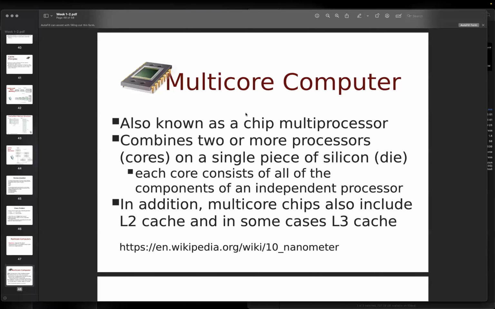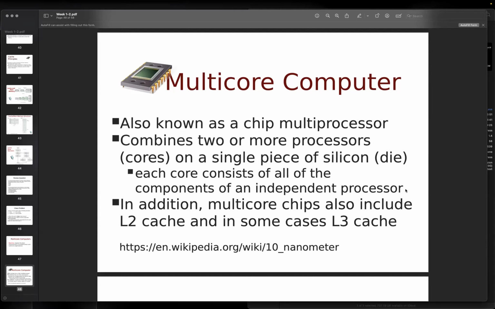So the multi-core computer is a chip multiprocessor. That means inside there are many processors. Sometimes we combine two or more processors, that's what we call the cores, on a single piece of silicon. Right here, each core consists of all of the components of an independent processor.